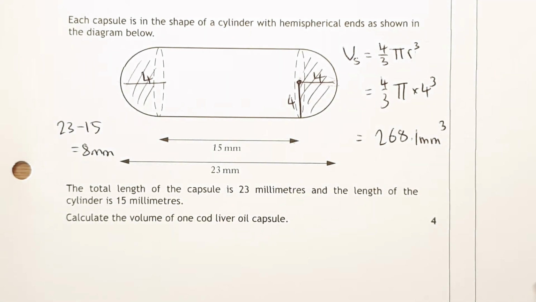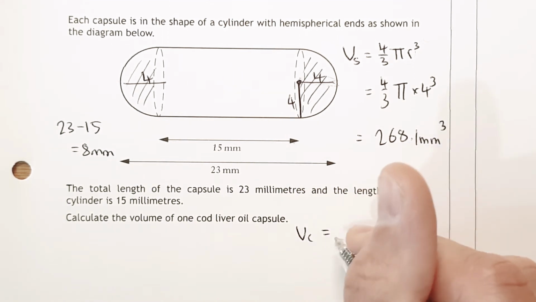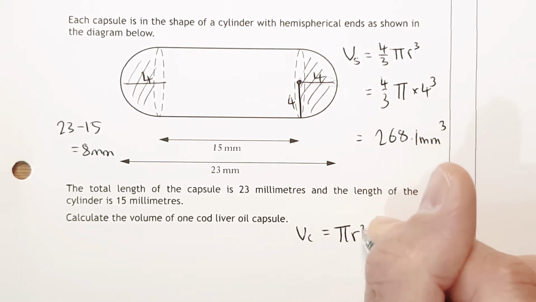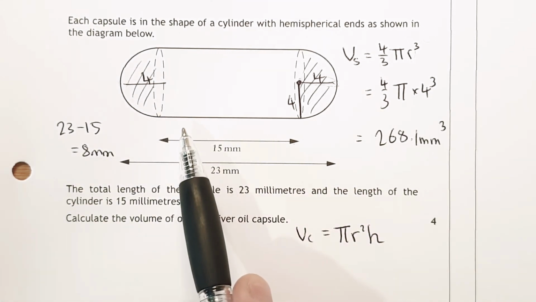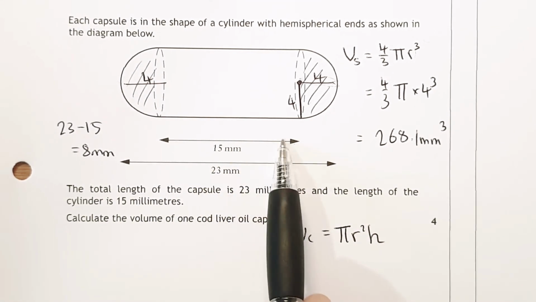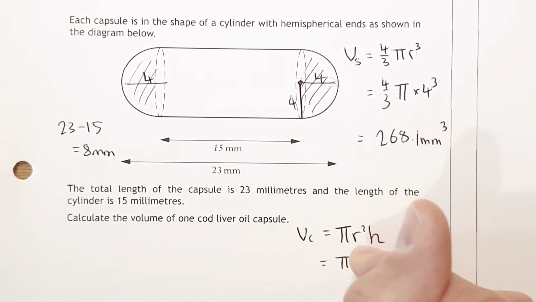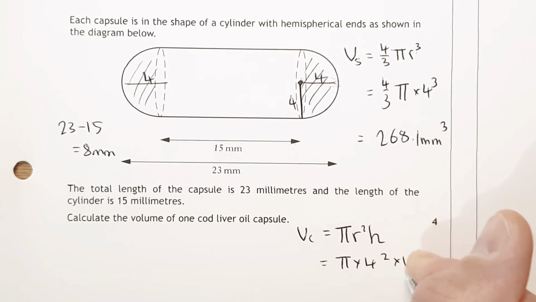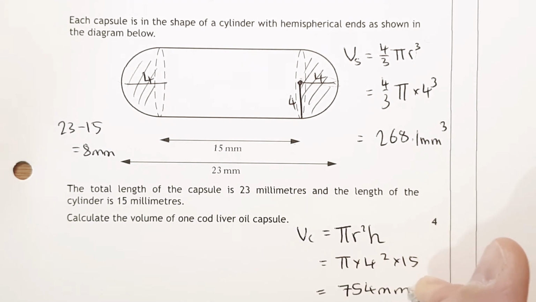Now the volume of a cylinder is pi r squared h, where h is the height, but you can also call it the length depending on which way up your cylinder is. So that is your h there, your length there, 15. So the volume is pi times 4 squared times 15, and that comes to 754 cubic millimeters.